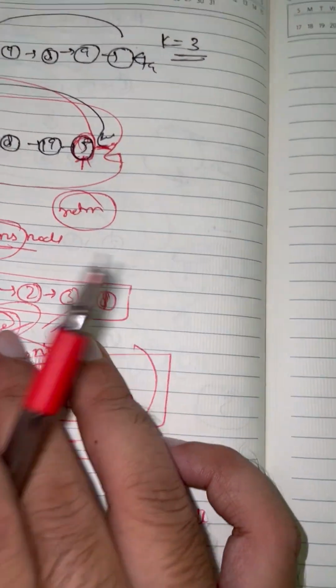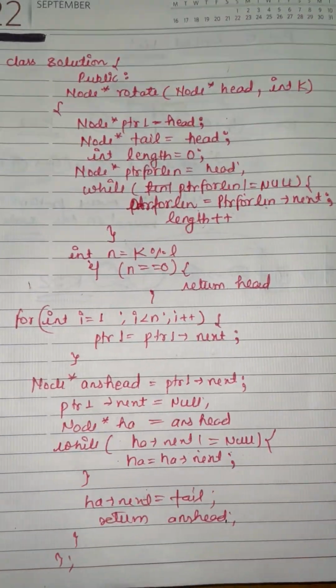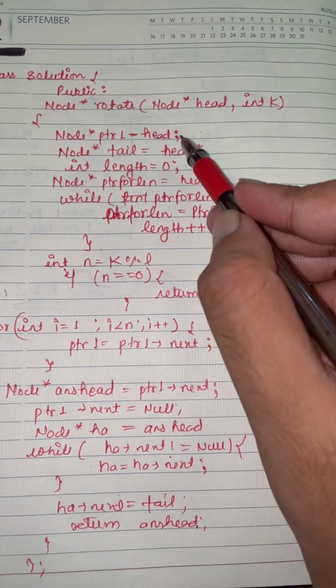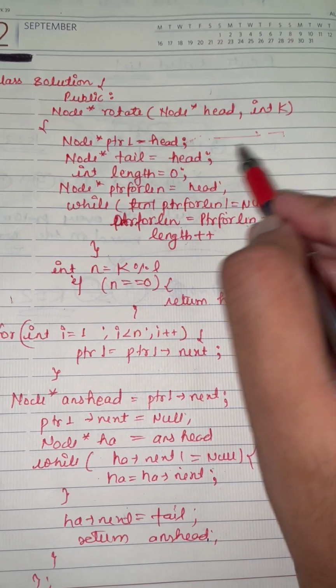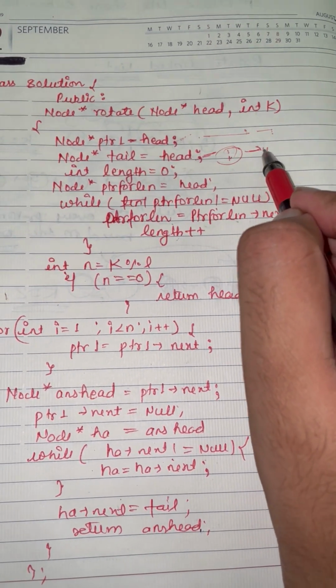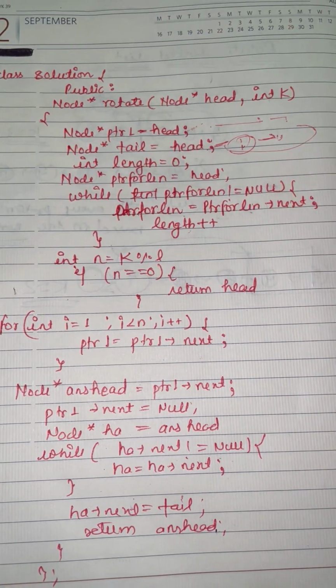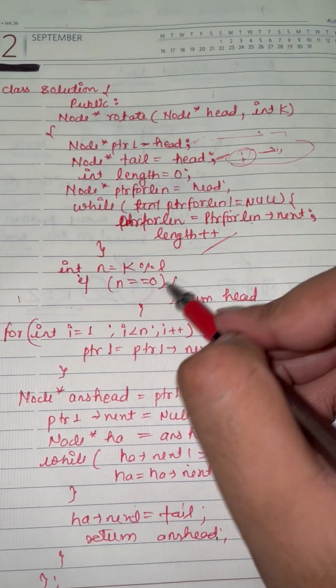Now I will show you how the code will work. This is all about the code. First, this pointer is basically for the iteration to go toward the kth node. This will remain the same to store the address of the first node, because this will join at the end of the second half of the linked list. We have calculated the length and we have taken the mod.